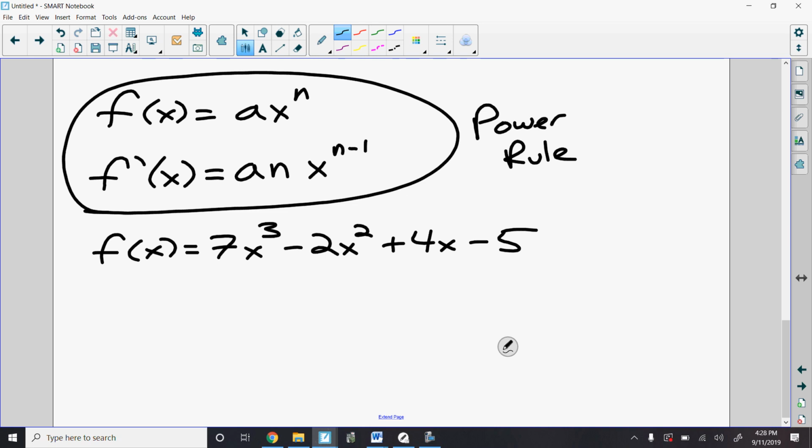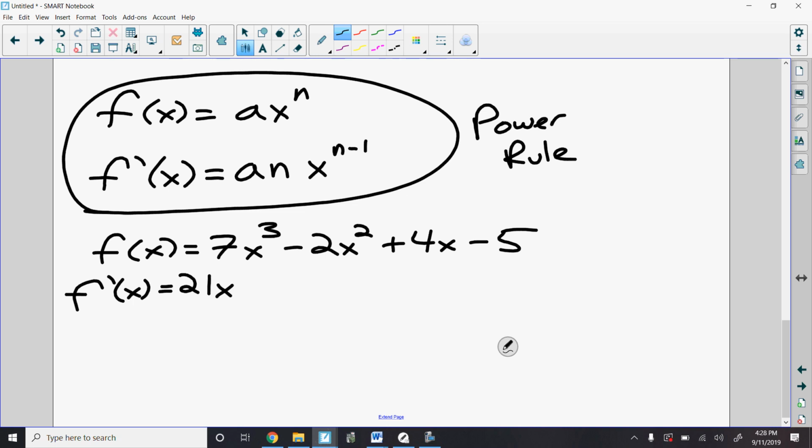So, f of x is 7x cubed minus 2x squared plus 4x minus 5. My question is, what is f prime of x? Well, since all these terms are strung together with pluses and minuses, I'm just going to do the power rule on each one. So 7x cubed, its derivative would be 3 times 7, which is 21. So it's going to be 21x.